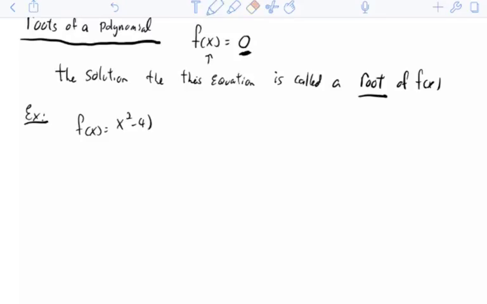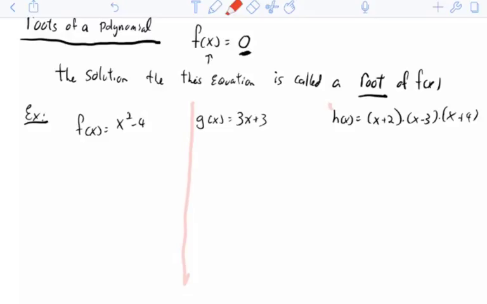Here's a polynomial. Here's another polynomial. Here's another polynomial. Okay. So maybe I'll draw red lines between each of these. We're going to discuss them one by one, and I want to be able to refer to what I've said about each.